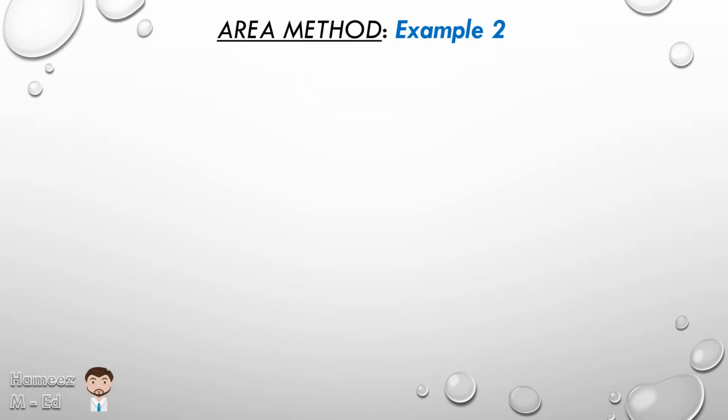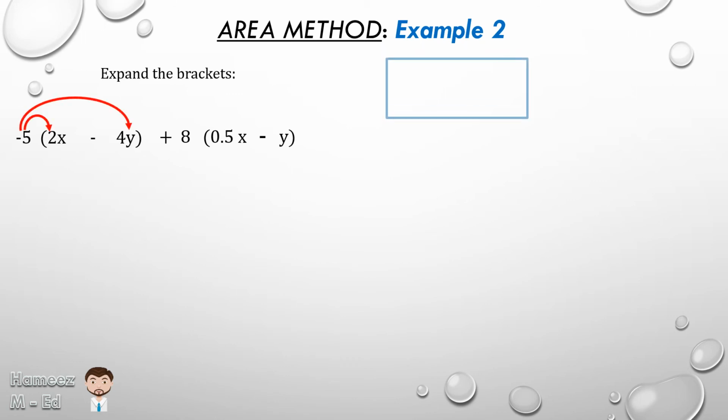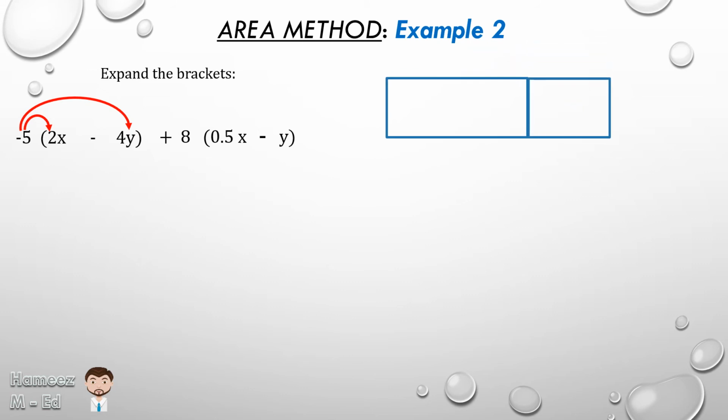We now use the area method to work out the second example. So remember expanding the brackets, and this was the question, minus 5 times 2x minus 4y plus 8 times 0.5x minus y. So if we look at the first question there, that is a multiplication, and we're going to use the area method where we put two rectangles because there's two multiplications. So we use minus 5 on the left hand side and use the length of the rectangle to be 2x minus 4y for the length of the second rectangle.